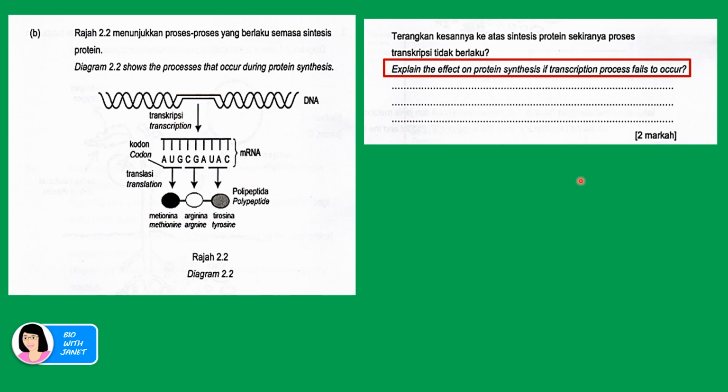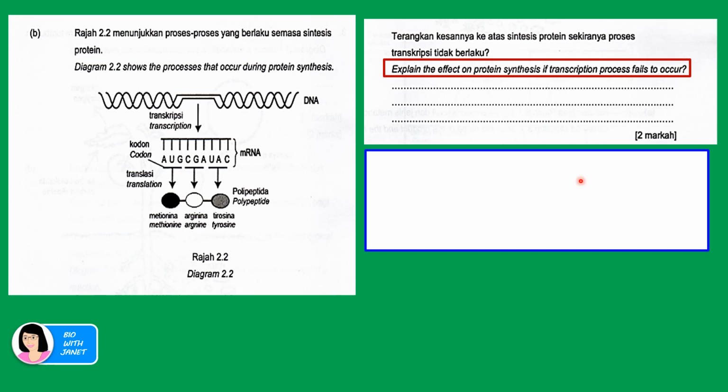Firstly, you can think about the answer and write it down first. Pause the video. Okay, let's look at the explanation. It's 2 to 3 marks. The first point is that the mRNA cannot be formed, because to form the mRNA, we have to copy the code from DNA through transcription. In this case, the mRNA cannot be formed because there's no transcription process for the mRNA to be formed by copying the code on DNA.